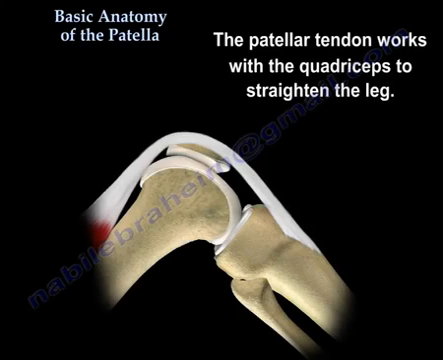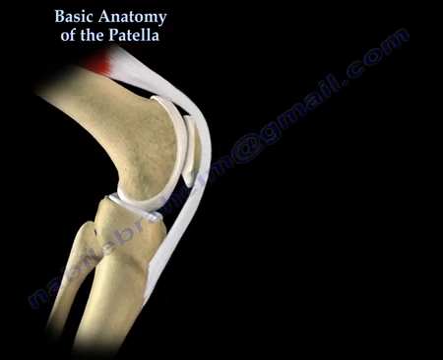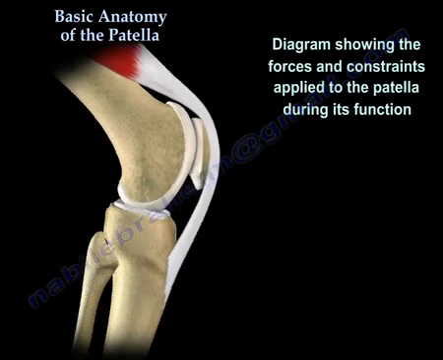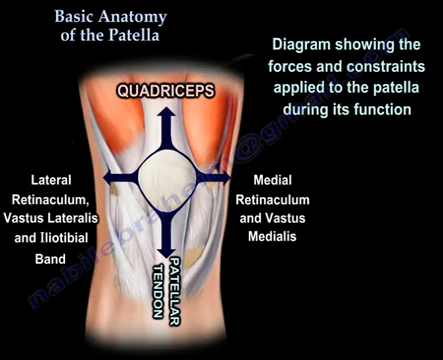The patellar tendon works with the quadriceps to straighten the leg. This diagram shows the forces and constraints applied to the patella during its function. You can see here the medial retinaculum and vastus medialis medially, and the lateral retinaculum, the vastus lateralis, and the iliotibial band laterally.